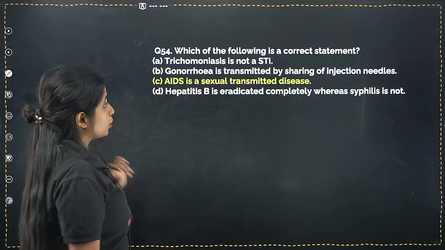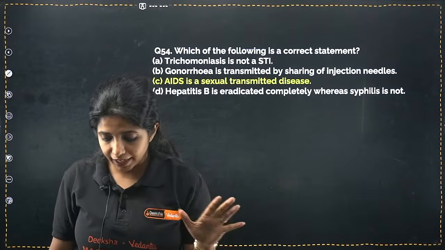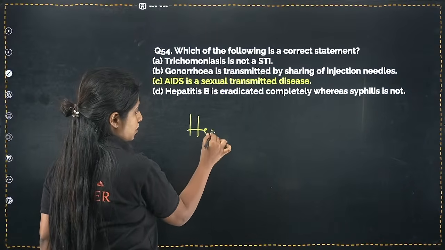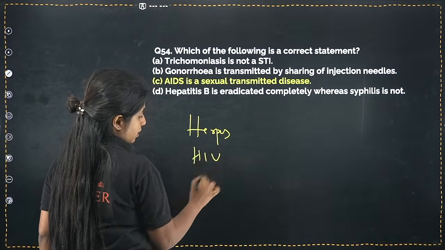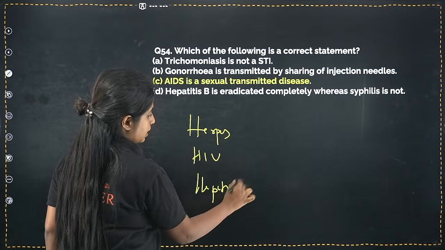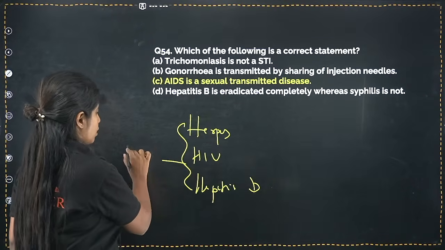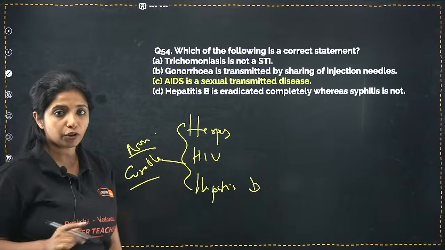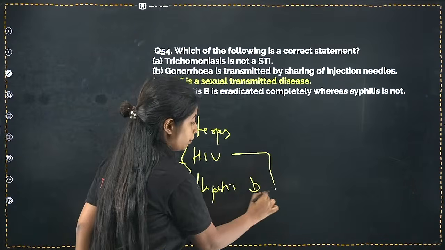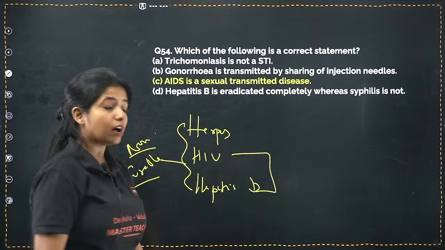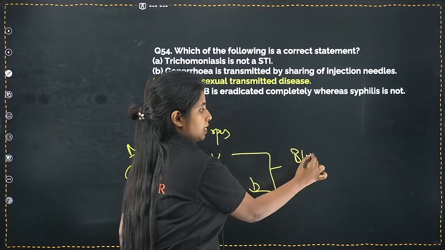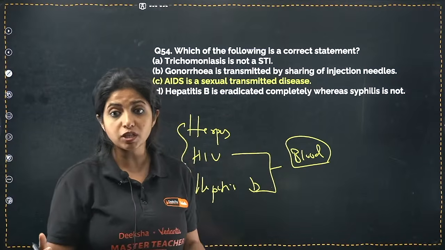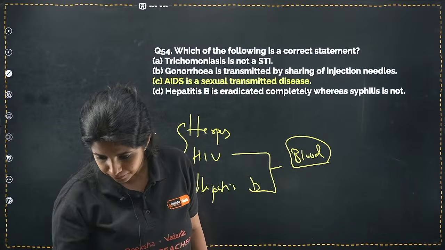Please remember, if at all you're getting a question, which are the diseases which are not curable at all? There are 3 of them. One is herpes, one is HIV/AIDS, and one is hepatitis B. 3 of them start with H. They are not curable. Rest all of them can be cured, but these are not curable. And among them, these 2 are the ones which are also transmitted through the other fluids, such as blood also. Most STIs are mostly the ones that are transmitted through body fluids, but this can be transmitted through blood as well. Okay?